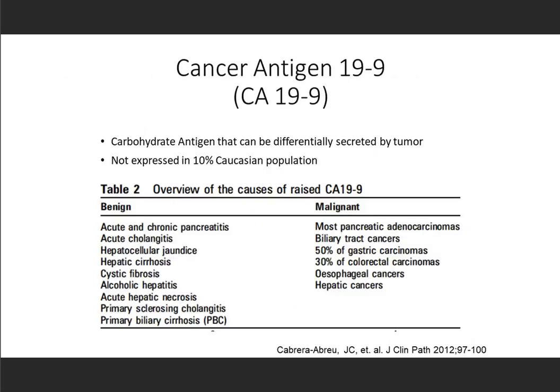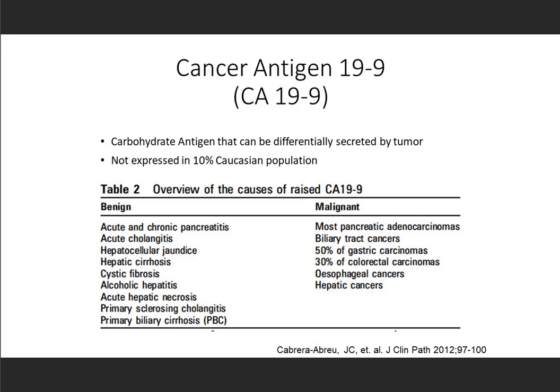There are no real blood tests currently available for screening. For diagnosis, we do consider cancer antigen 19-9, or CA19-9, a carbohydrate antigen that can be differentially secreted by tumors. It is by far not a perfect blood test. There are many benign explanations for why someone might get an elevated CA19-9 that I highlight here on the left.